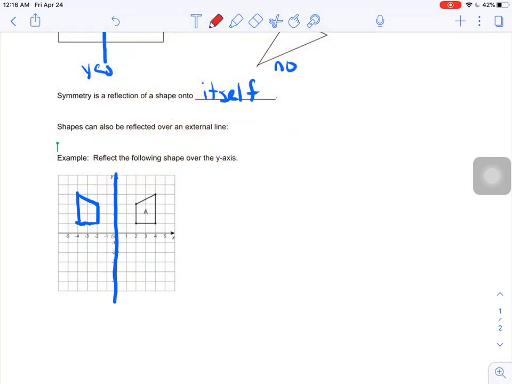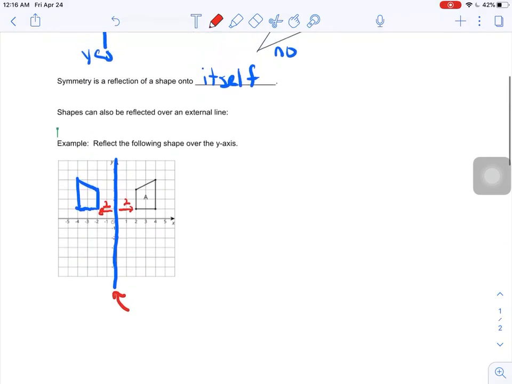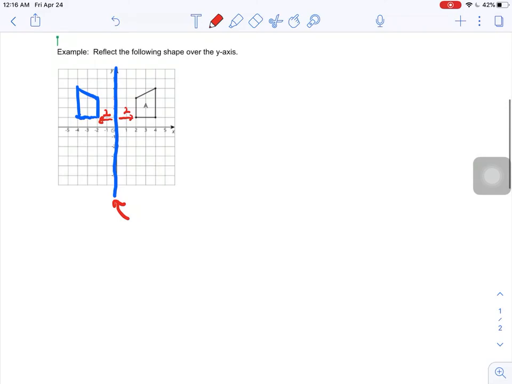When you reflect over an external line, one thing I want to point out is this was 2 units away from the line, and when we fold it over, it's still 2 units away from the line. So that's a good way to know, if I'm flipping this over an outside line, is my shape landing in the right spot? It should stay the same distance away from the line. This line that we're flipping over is not a line of symmetry, because symmetry runs through the middle of a shape. So this would be called a line of reflection. When you're not folding a shape onto itself, then you're working with a line of reflection.